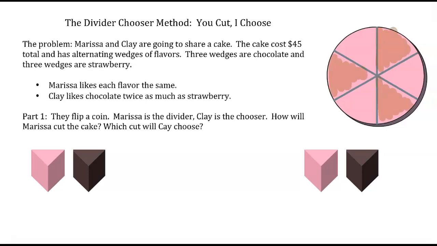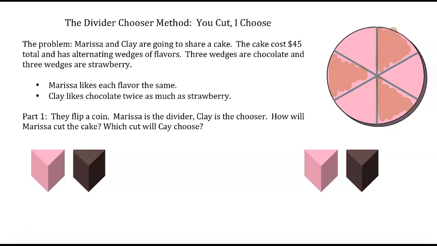We're told that Marissa likes each flavor the same and that Clay likes chocolate twice as much as strawberry. They're going to flip a coin. Marissa will be the divider, or the one that gets to cut the cake, and Clay will be the chooser, the one that gets to choose his half. We need to figure out how Marissa is going to cut the cake, and then which half Clay will choose. Let's talk about each person's value system.